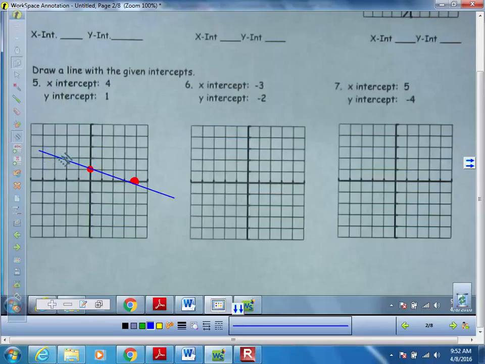It's kind of hard to line up without a ruler. Will you get Courtney one, please?